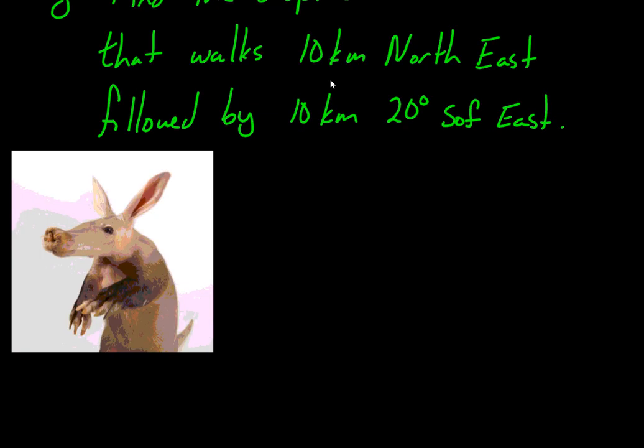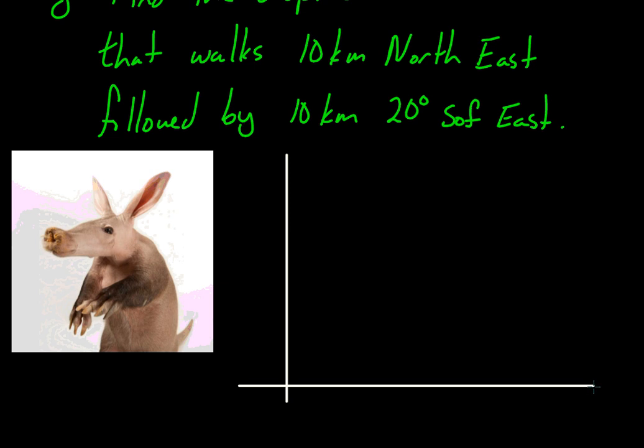So there's a picture of an aardvark, which I think looks like a cross between a pig and a rabbit. And what we're going to do is draw a bit of a Cartesian plane here to try to map what this creature is doing. So we're going to look at it like this. There is north, there is east. If we say something walks to the northeast, it just means it's walking exactly halfway between here, or 45 degrees north of east. Okay, so for 10 kilometers, it walks like that.